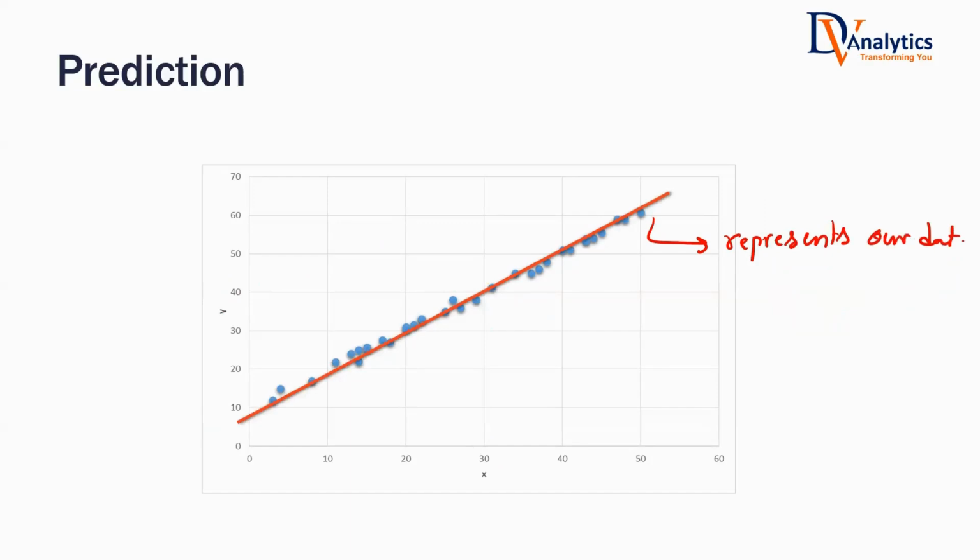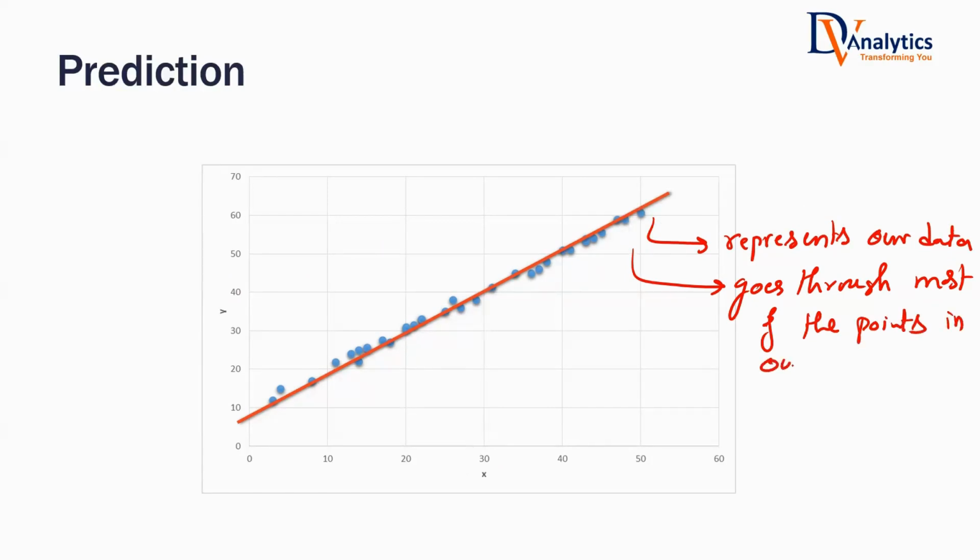Once we imagined this line, you forgot about the data points. Tell me, once you imagine this line, almost we ignored the data points, isn't it? This is the line that goes through most of the points in our data. Do you agree? Yes, sir.